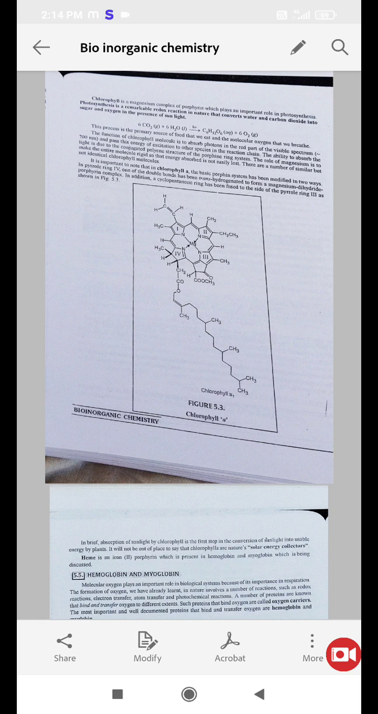It is important to note that chlorophyll A is the basic porphyrin system that has been modified in two ways. In one pyrrole ring, one of the double bonds has been hydrogenated to form a magnesium dihydroporphyrin complex. In addition, a cyclopentanone ring has been fused to the side of the third pyrrole ring in figure 5.3. This is the structure of chlorophyll A.